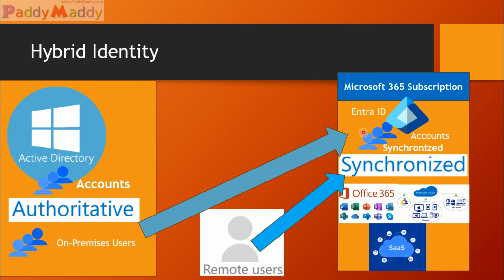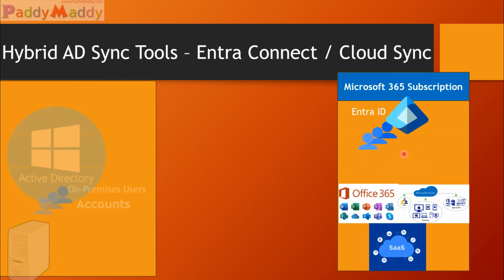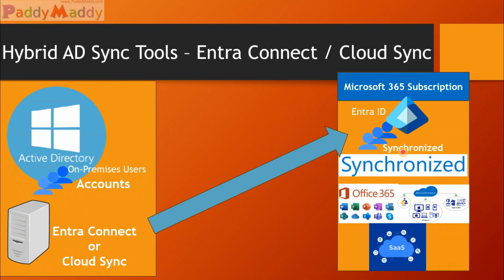Hybrid identity allows you to use your on-premises accounts for access to Microsoft 365 resources. Microsoft Entra Connect or Entra Cloud Sync tools running on an on-premises server synchronize the accounts from ADDS to the Microsoft Entra ID tenant.